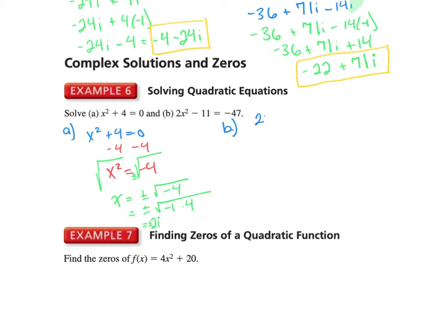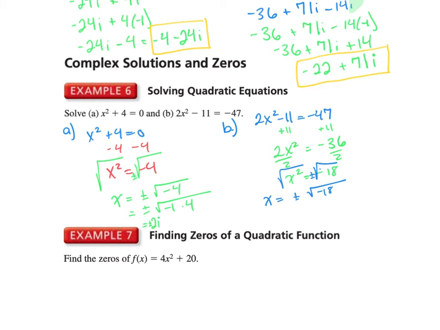We have 2x squared minus 11 equals negative 47. So we're going to add 11 to both sides. 2x squared is equal to negative 36. Divide both sides by 2. x squared equals negative 18. We're going to take the square root of both sides. Don't forget about your plus and minus. So x equals positive negative square root of negative 18.